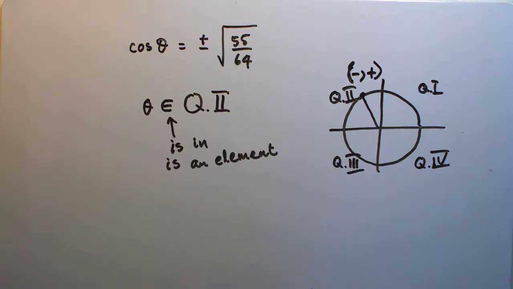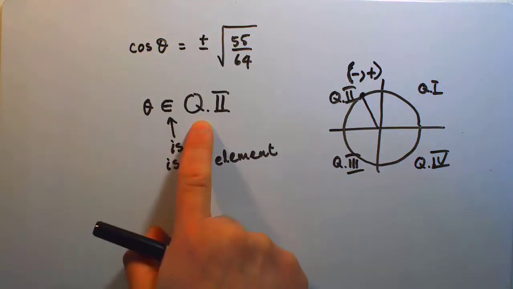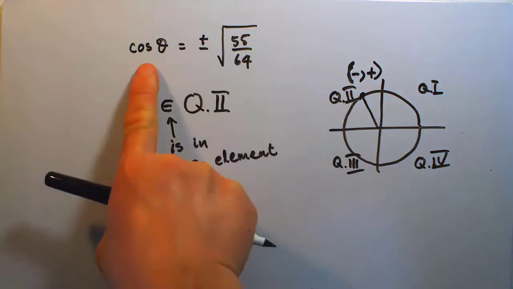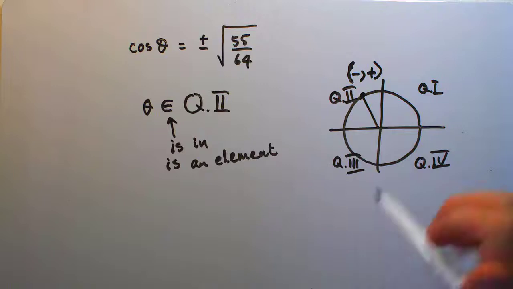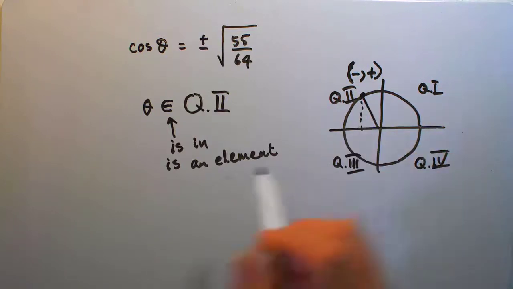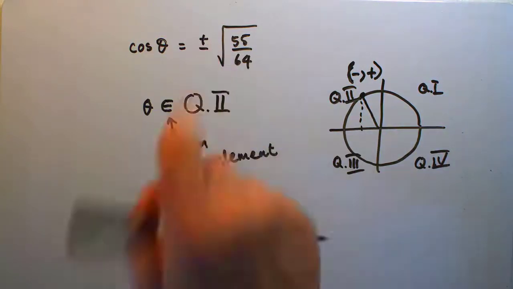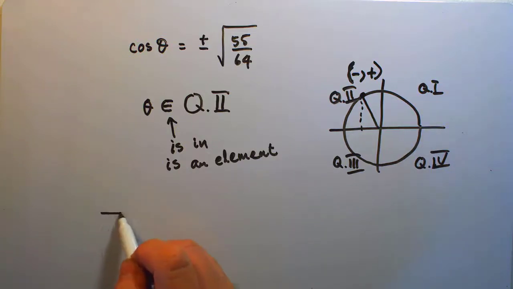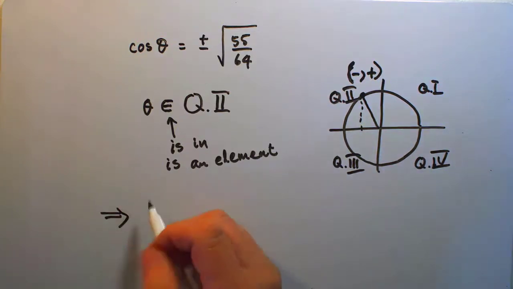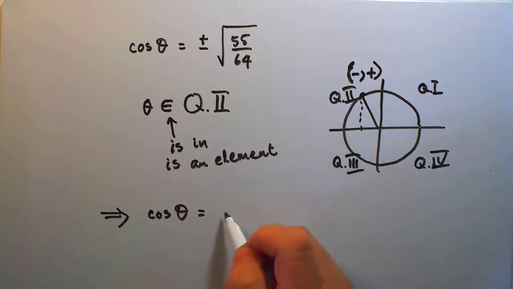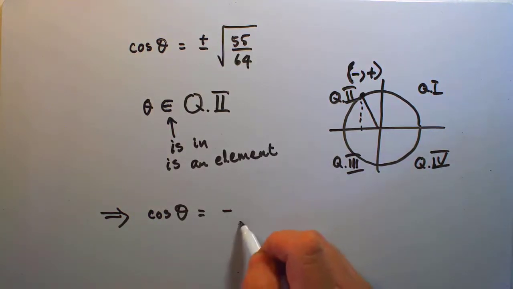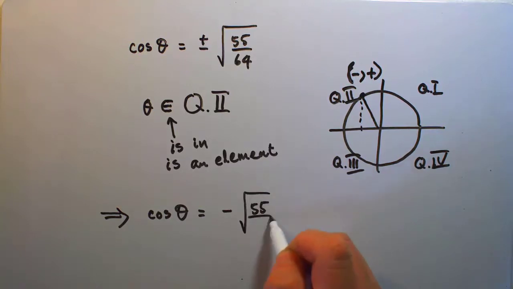And so that leads to our conclusion that since theta is in Q2, and we're looking for the cosine value, remind yourself from our first understanding that cosine is equivalent to the x coordinate. And so now, of the two answer choices, we're making our conclusion that cosine of theta has to equal negative square root of 55 over 64.